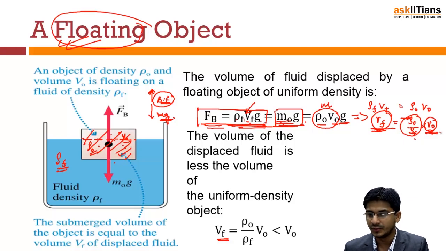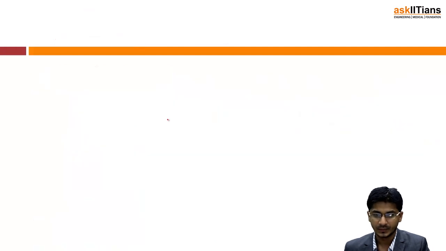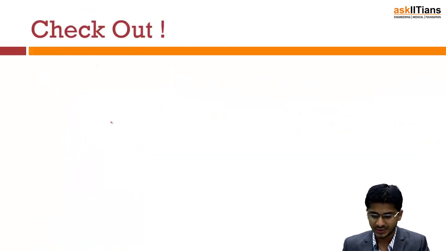So it will be equal to V naught only when this is equal. Otherwise, this will always be less. So if this is less, that means rho naught has to be less than rho f. So that gives you this condition. So for the floating to happen, its density must be less than the density of the fluid. Let's see a question based on this.